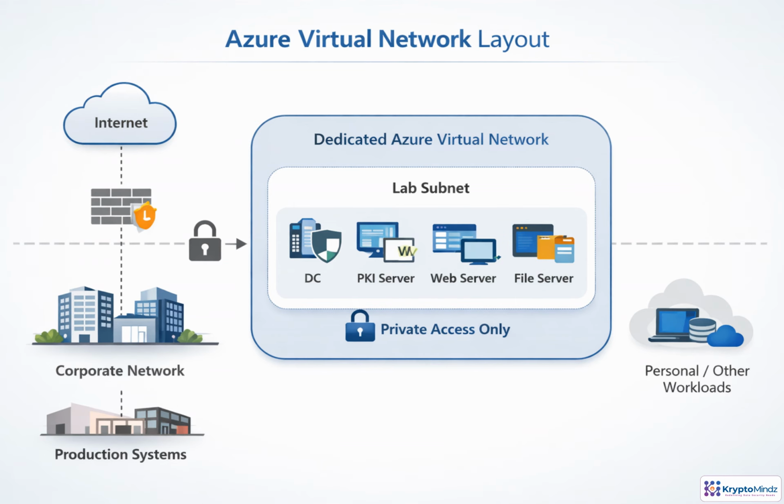For this lab, imagine one clean bubble in Azure that everything lives in. That bubble is a dedicated virtual network used only for the PKI environment. All lab virtual machines share a single, simple subnet. They talk privately to each other, but not to your production or personal workloads. You might expose only a controlled entry point, like an RDP gateway, and keep all certificate-related traffic strictly inside this lab network.